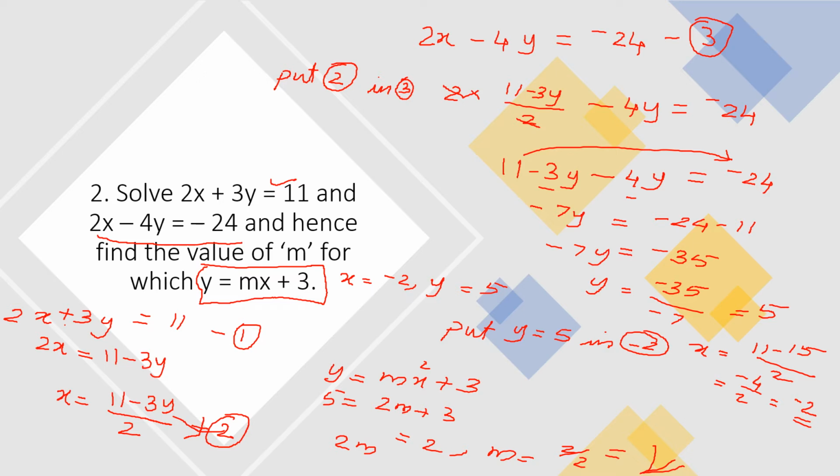So this is how you solve the question. You understood? Two equations are given. You have to solve the equations, find the value of x and y, and then you have to put the value of that x and y in the third equation that is given, y equal to mx plus 3. So you have y value and x value, only m you don't know in that. So you have to find the value of m. Okay children? Yes. Now let's move on to the next question.